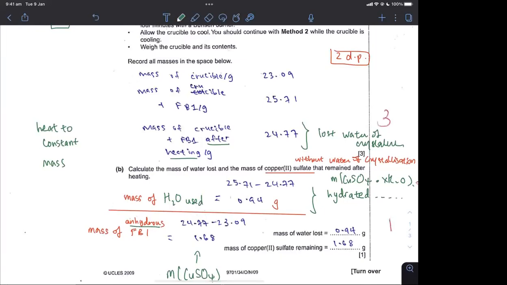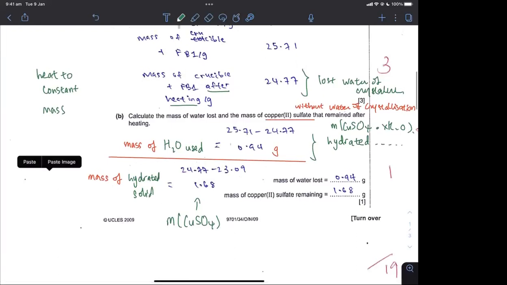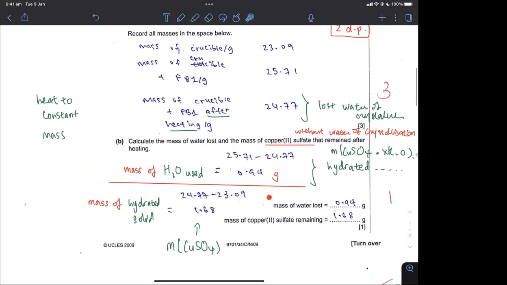This is the mass of water used. This is going to be the mass of the solid, the mass of the hydrated solid. Hydrated solid, am I correct? 24.77 minus 23.09. No, this is the mass of the anhydrous solid, that is correct. Because they have taken 24.77 without any water, minus the crucible, this is just the mass of CuSO4. The top one there is just the mass of the water.